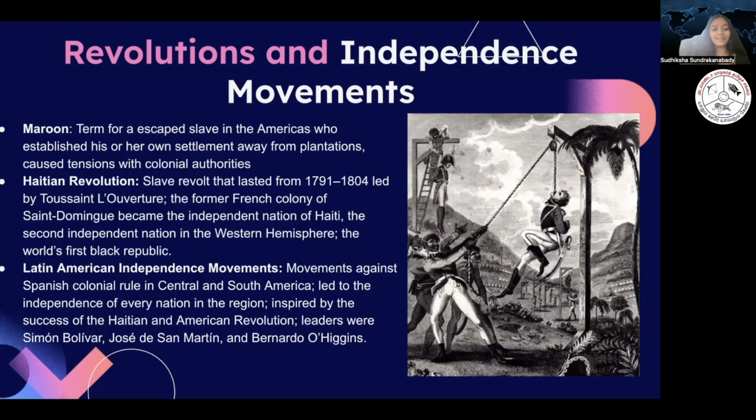The last step is the Latin American independence movements. This was a movement against Spanish colonial rule in Central and South America, and it led to the independence of nearly every nation in that region. That's why it's called the Latin American independence movements, and it was inspired by the success of the Haitian, American, and French Revolutions. The leaders were Simon Bolivar, Jose de San Martin, and Bernardo O'Higgins. Those are three people I would look into more deeply, especially Simon Bolivar and the works he's written, and Toussaint Louverture for the Haitian Revolution.